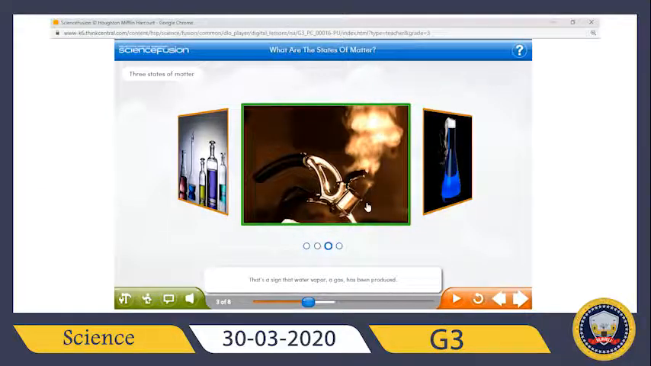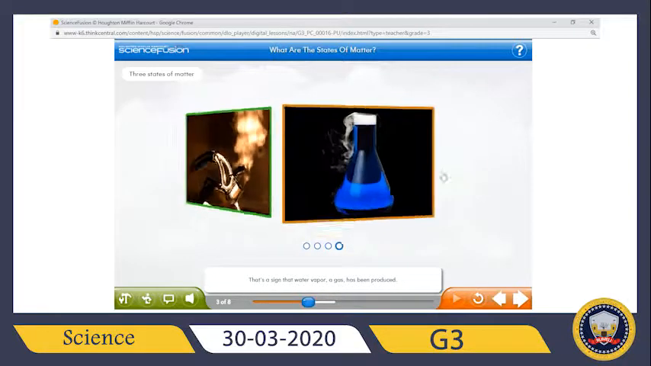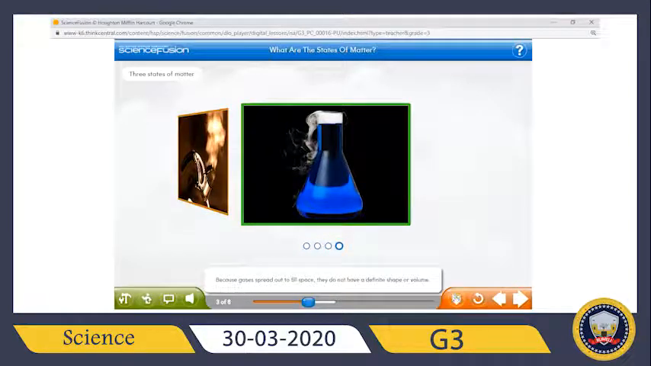The steam forms when invisible water vapor condenses to form tiny water droplets. When you breathe and your lungs fill with air, that's another sign that a gas is present, right? What about this? This is also another type of gas. You can see it. Check this gas, and this is liquid.